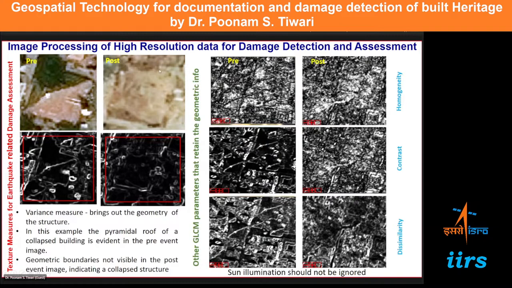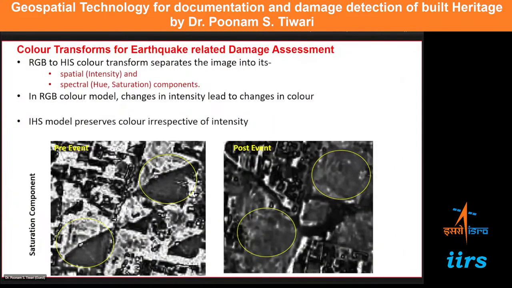After the earthquake, the entire building has collapsed, and that roof structure has gone, and you are not getting it in the texture image. So when you do change detection between pre-date and post-date data, you can identify which areas are damaged. You can see this is the pre-date data and this is the post-date data. There are various image processing methods using which you can do that.